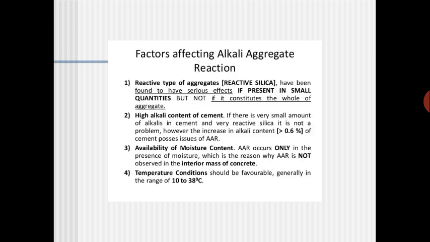Normally, if it is less than 10 degrees centigrade, the moisture content is going to increase. If the moisture content increases, of course the AAR reaction is going to increase, or it will be favorable. If the AAR reaction is favorable, normally the strength of the total concrete is going to be reduced.